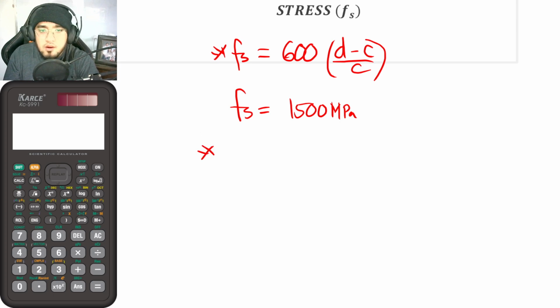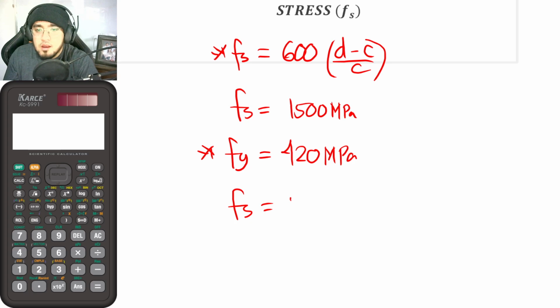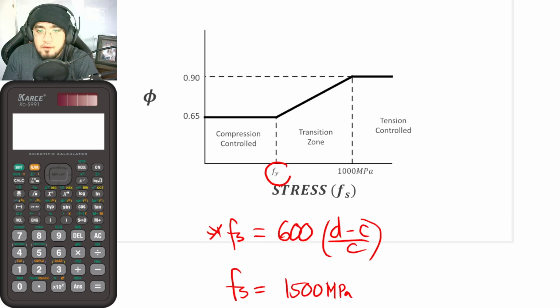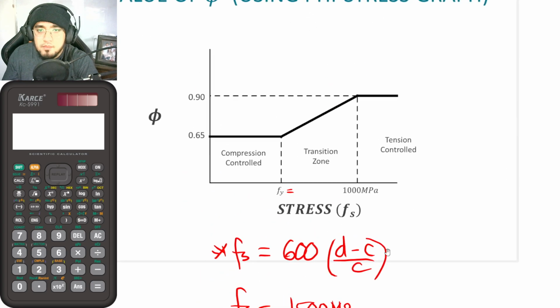Okay? So aside from that, guys, suppose that the yield stress of the steel that you are using is, let's say, 420 megapascal. And when you use this equation here, you have solved for Fs equal to, let's say, 300. Okay? So since 300 megapascal is less than Fy, which I have indicated in this case as, for example, 420, it means that 300 is located here, meaning that the value of phi is 0.65, meaning that it is compression controlled. So what is tension controlled?